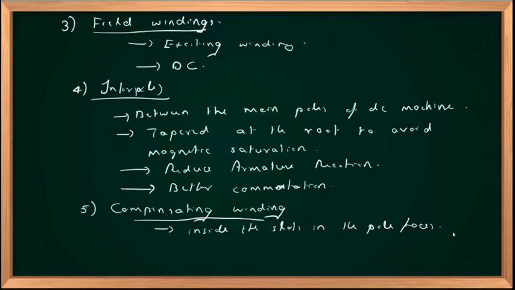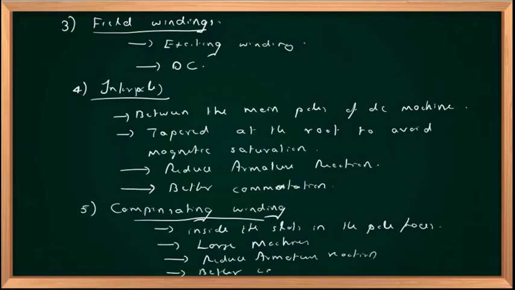This winding is analogous to, can anyone guess this? This winding is analogous to damper windings in alternators. We'll be discussing all these things in the coming classes. So these compensating windings are just windings which are kept inside the slots in the pole faces. These are only used for very large machines. It's not seen in very small machines. The main purpose of this compensating winding is to reduce armature reaction and to improve the commutation.